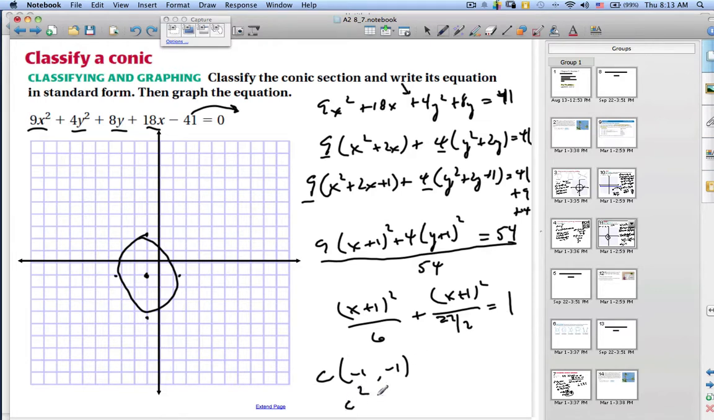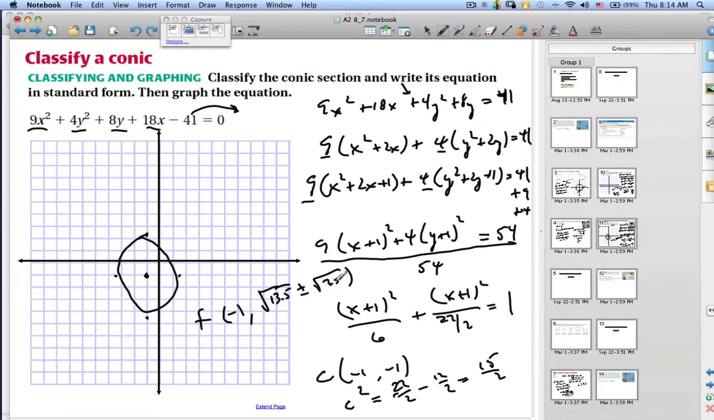Then I'd want to find my foci. I know that c squared is equal to 27 halves minus 6, which would be 12 halves. So 27 minus 12 is 15 halves, or 7.5. So my foci would be on this axis, so I know that my x-coordinate is still going to be negative 1. And it's going to be my original amount, which would be the square root of 13.5 plus or minus the square root of 7.5. Okay, so a little awkward numbers.